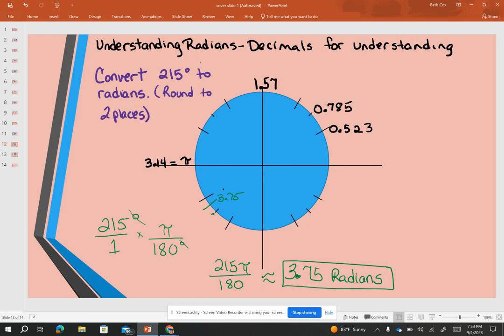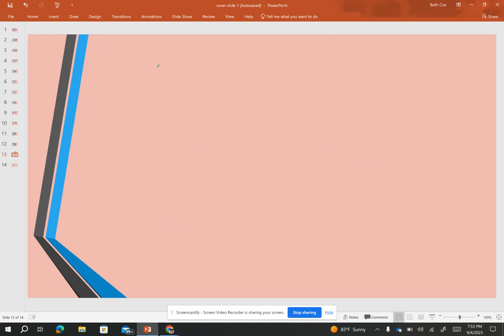So just in summary, when converting, you're going to multiply by pi over 180 or multiply by 180 over pi, and it all depends on what you want to cancel. If you have degrees, you want degrees to cancel. If you have radians, you want the radians to cancel.